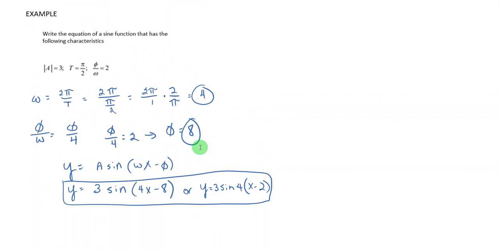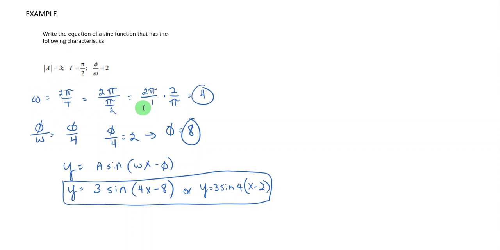Now, one more example. Write the equation of a sine function that has the following characteristics. We have an amplitude of 3, T is pi over 2, phi over W is 2. So I rewrote what I have. W is 2 pi over T. So I've got 2 pi over pi over 2. That's how to figure that.